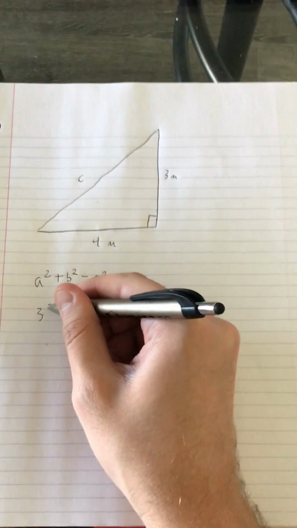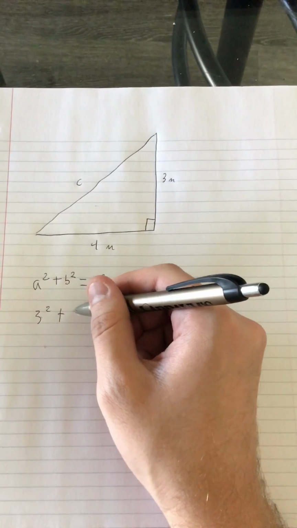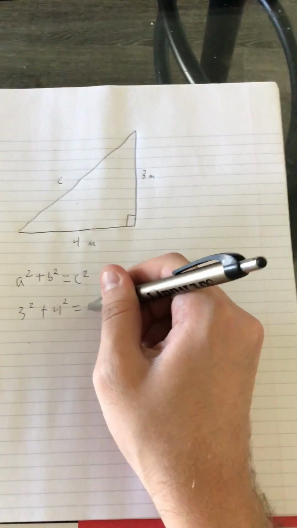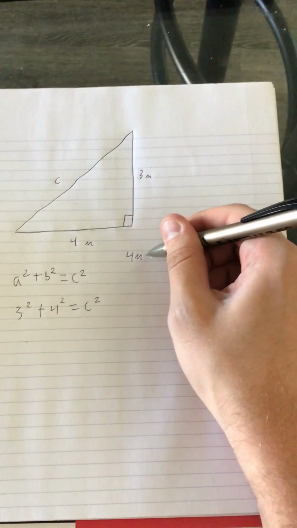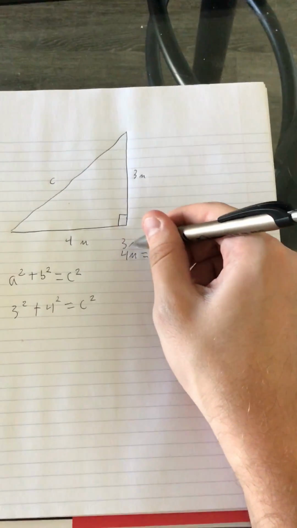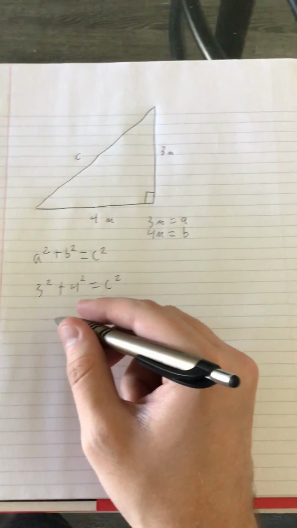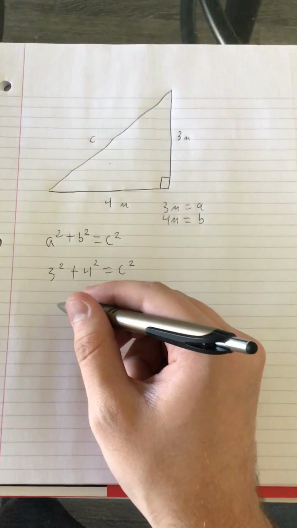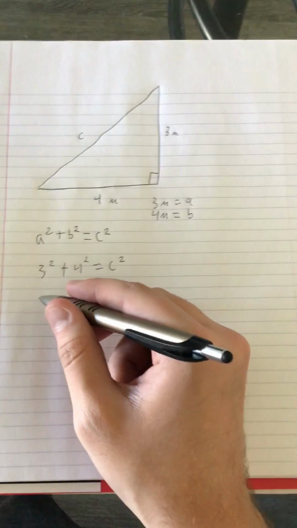So 3 squared, because that's our a, plus b squared, which is 4 squared, and that equals c squared. So we decided that our 4 meters was gonna be our b, and our 3 meters was gonna be our a, all right? So now let's do the calculations here. So what is 3 squared? Remember what squared means, right? Squared means the number times itself. So what is 3 times 3?